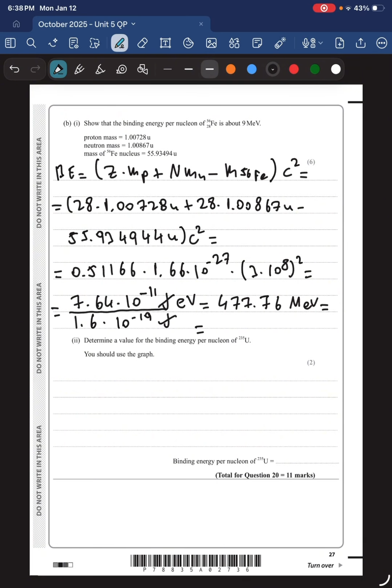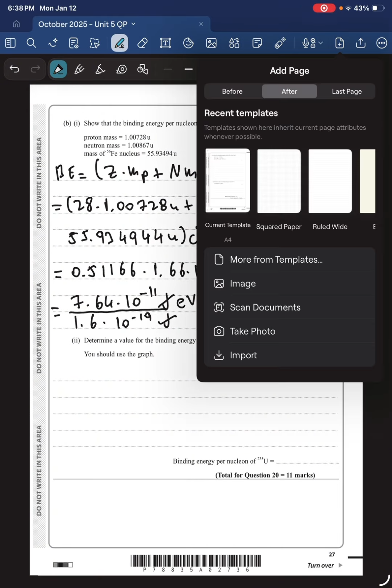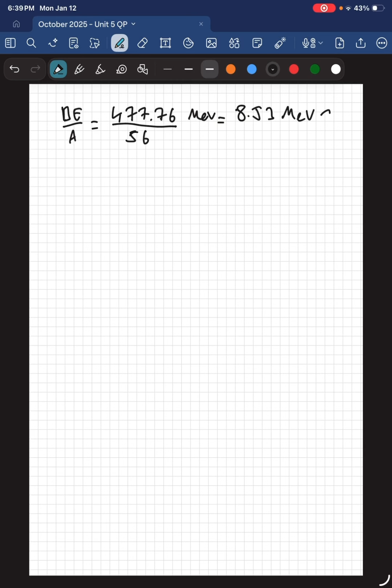So the binding energy over the number of nucleons is 477.76 over 56, which is the mass number. This yields 8.53 MeV, which we can stretch to be about 9 MeV. And that's the answer.